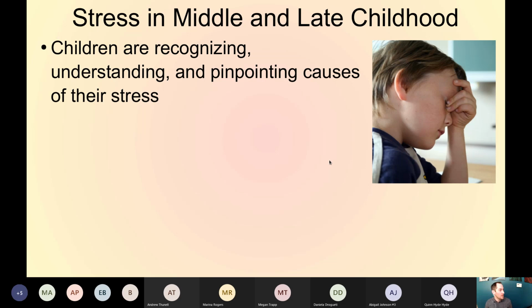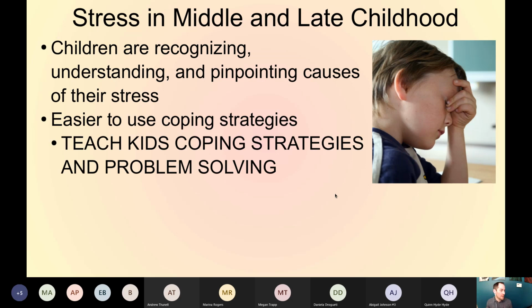All right, so stress and anxiety specifically. At this point, it is really effective to teach children stress coping strategies. Any different strategies are useful. Problem solving can be really good too.